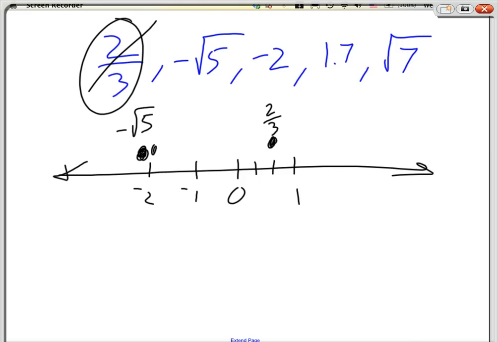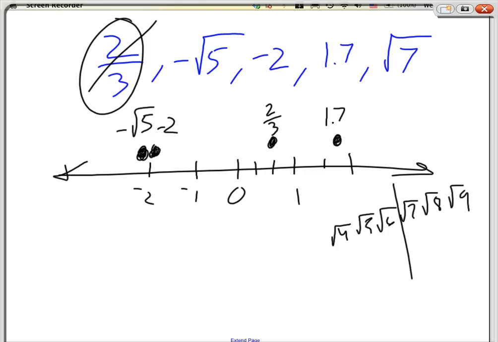Negative 2 is also right here, right? Here's negative 2. 1.7. So this is 1.5, so 1.7 is around right there. And of course, what is the square root of 7? What is it closest to? Well, think about it. Here's a 4, 5, 6, 7, 8, 9, halfway point. So this is 2 and 3, 2.5, pretty close to 2.5, bigger than 2.5, so 2.6. Okay, so 2.6. So this is 2, this is 3, 2.6 is around here somewhere. So this is the square root of 7.